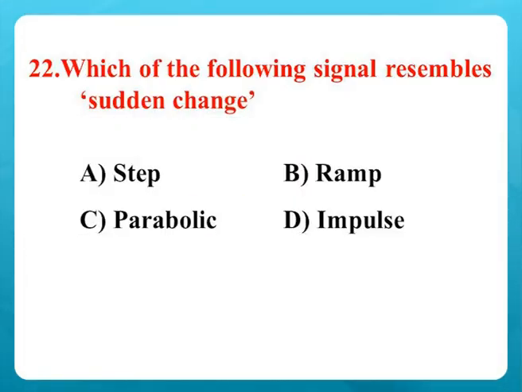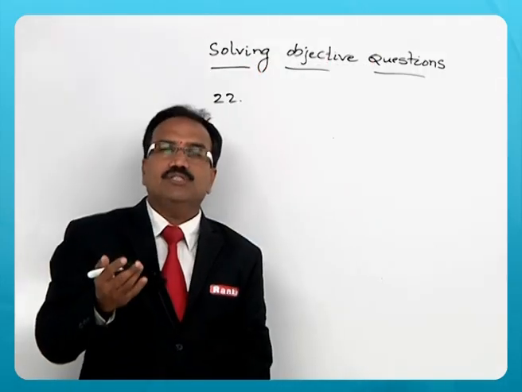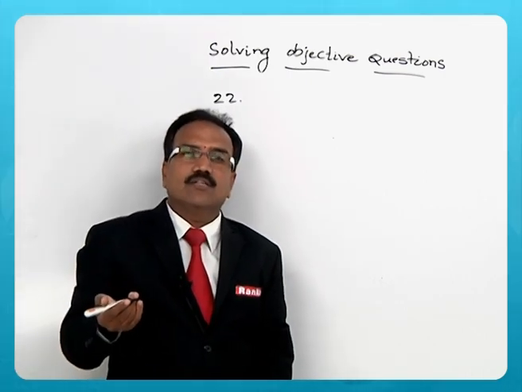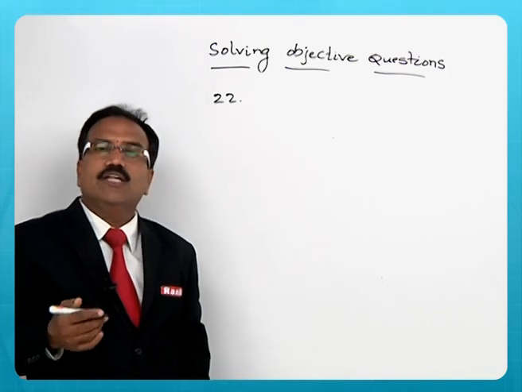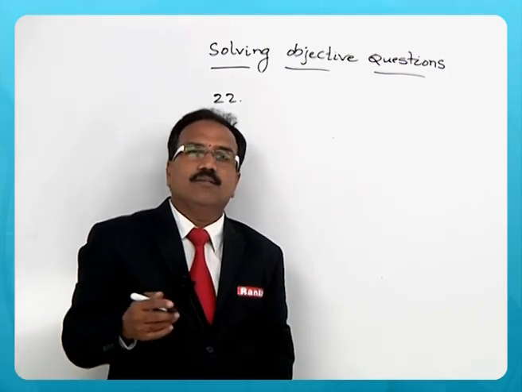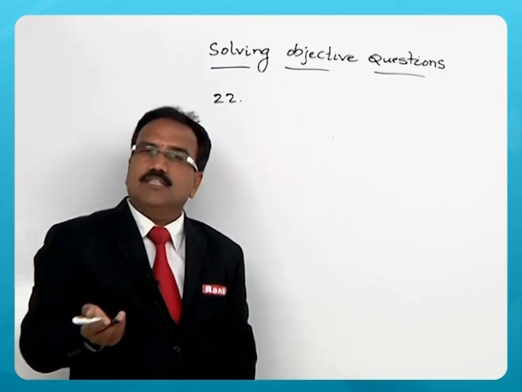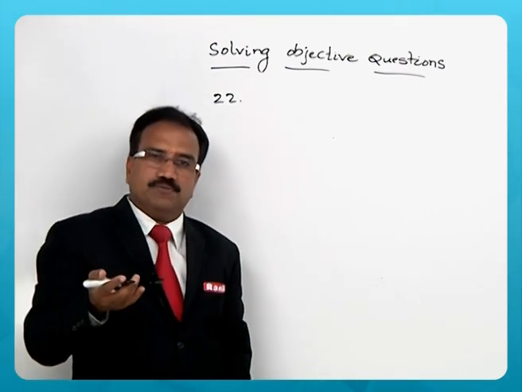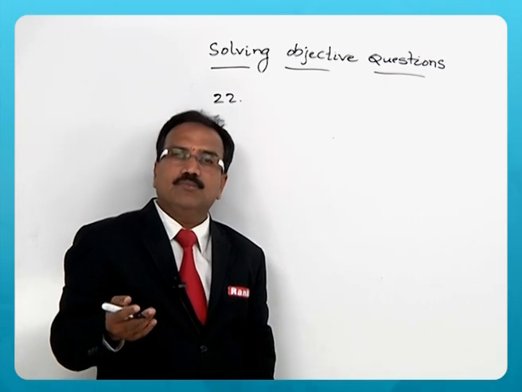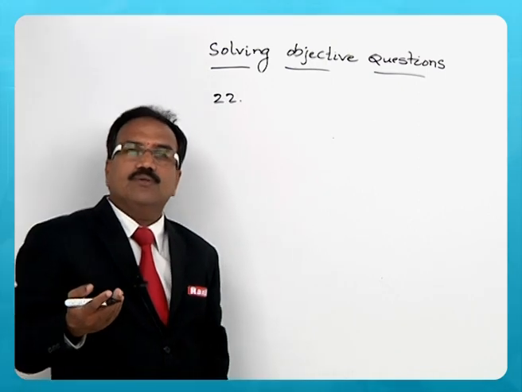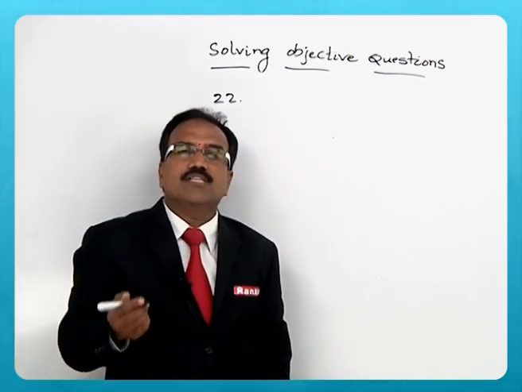So here the question is, which of the following signal resembles the sudden change? There is a change from one value to another value. So this situation arises in any control system. It may be a temperature control or mechanical system or thermal system or electrical system. There will be a sudden change. When you are increasing the voltage from 10 to 20 is nothing but sudden change. So which signal resembles sudden change?